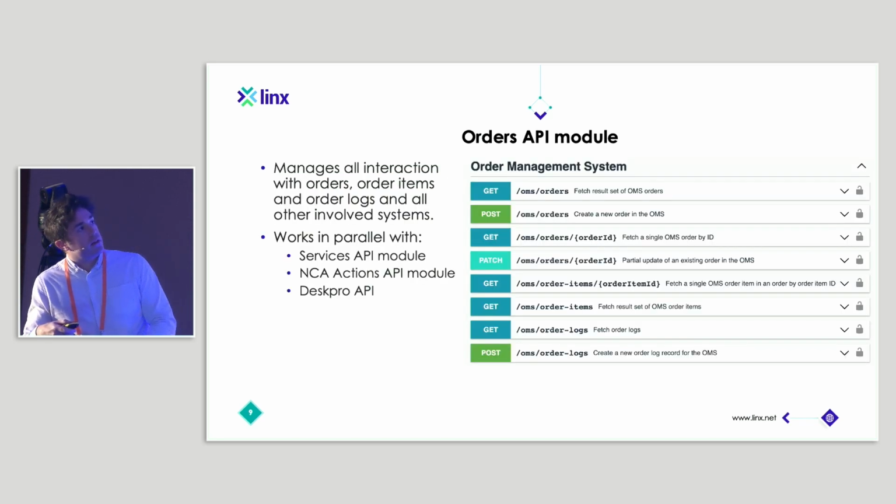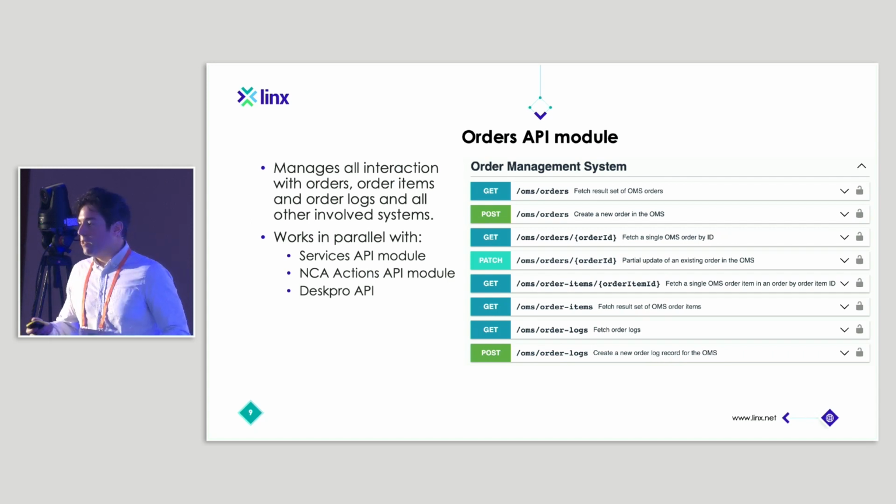The next component is the orders API module. We have an internal multi-purpose API called LINX API, or Vanilla API. We created a module to interact with all these different tables. As you can see here, it's one for read and write on orders, and one for read and update on order items.